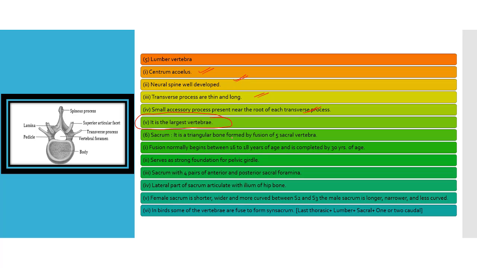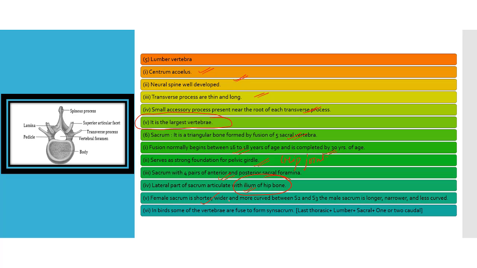Sacrum is a triangular bone formed by the fusion of five sacral vertebrae. Fusion normally begins between 16 to 18 years of age and is completed at 30 years of age. Serves as a strong foundation for pelvic girdle, the hip bone. The sacrum has four pairs of anterior and posterior sacral foramina. Lateral part of the sacrum articulates with ilium of hip bone.